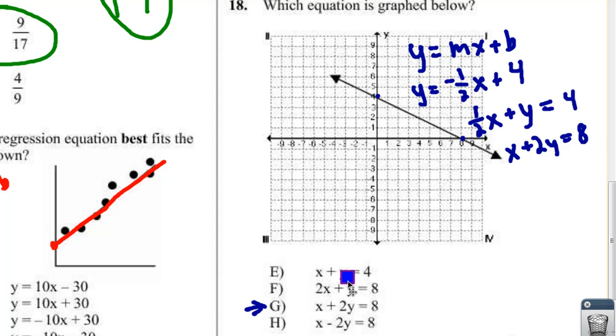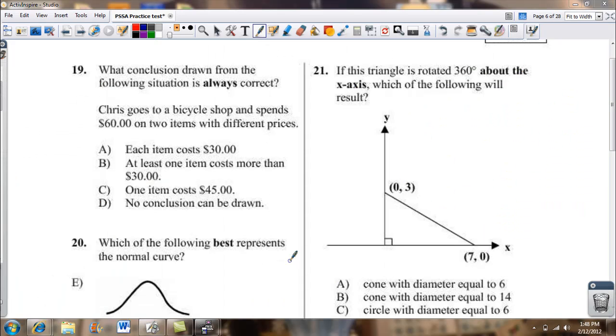I go down to F. I cover up the y term, solve for x. It's saying, once again, that the x-intercept should be 4. Not the case here. So if you check G, our answer, we're going to see that the y-intercept is 4. If I solve for y, you get y equals 4. And when I cover up the y term and solve for x, I get x equals 8. So this G clearly checks. G is our answer.